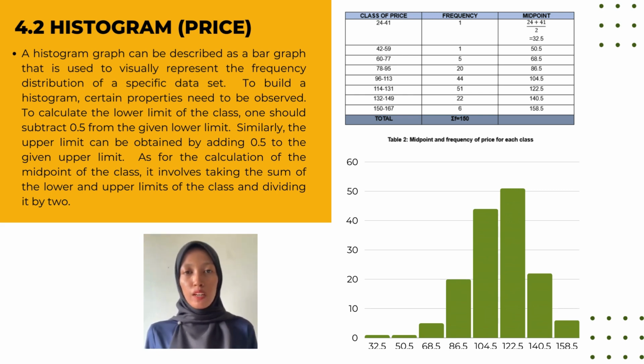From the histogram, it is clear that the graph is labeled on the x-axis using the midpoint. That allows the graph to start in the first class with a midpoint of 32.5, with a frequency of 1. It concludes in the last class with a midpoint of 158.5. The frequency at this point is 6. Therefore, it can be concluded that the level for the highest price will lie in the range of 140 to 131. This is concluded from the fact that it has the highest frequency compared to the other classes, which is 51.